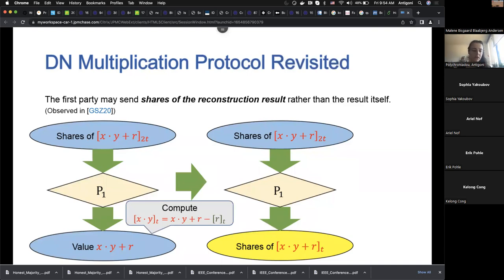Okay, and this, we can do that, right? Because we have the random sharing of R, so instead of sending the value in the clear, we can actually keep operating on the shared values. Okay.